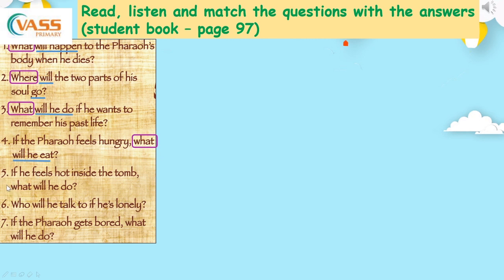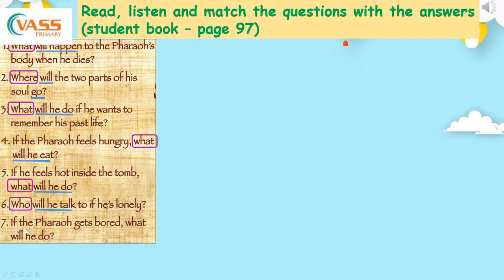Number 5. Same again. We begin with the if clause, so it's present tense. If he feels hot inside the tomb, comma, what will he do? Future tense. What will he do? Number 6. The question word here is who. Who will he talk to if he's lonely? So this one begins with our main clause. Who will he talk to? This is like the question part. And then we have the if clause. If he's lonely? Question mark.